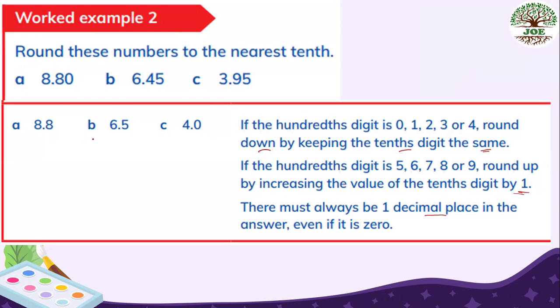Okay, let's go. Part A, 8.80. The 100th digit is 0, so this is less than 5, so 8.8 rounds down to 8.8. Part B, 6.45. The 100th digit is 5, so we round up 4 to 5, so 6.5. And 3.95, the 100th digit is 5, so we round up 9 to 10, so 3 becomes 4. So our answer is 4.0. At the 10th place, there must be a digit 0.